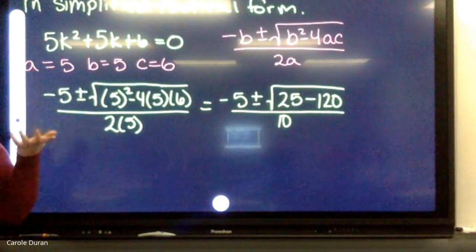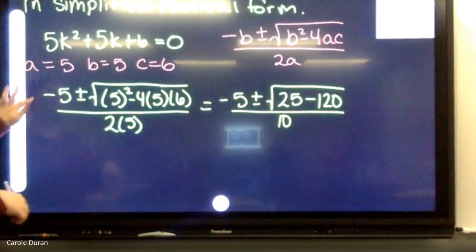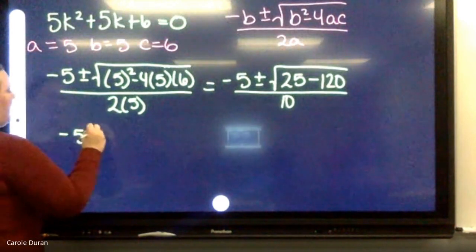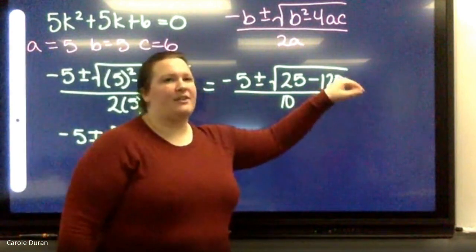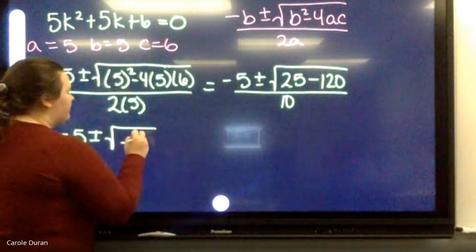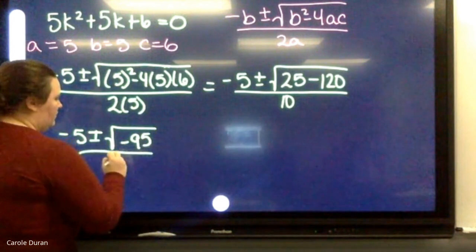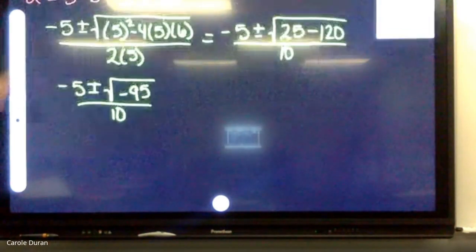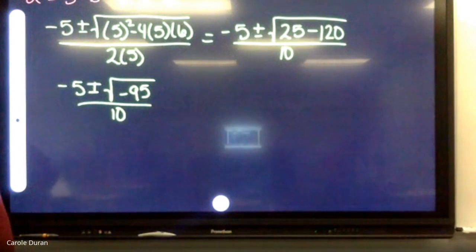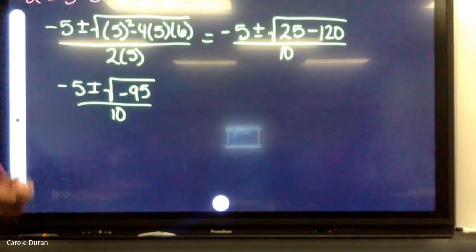You can do it on a calculator. That's the beautiful part. So I simplify it again. I get -5 plus or minus the square root of 25 minus 120, which leaves me with -95, still over 10. We're going to pause here and let everybody catch up. If you were not here the first day or you haven't watched the videos for that first part of the lesson, you're going to want to pay attention.